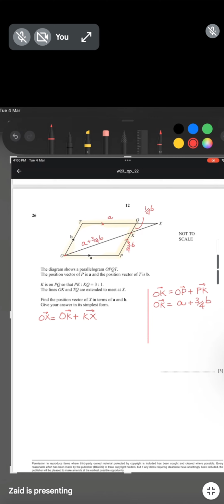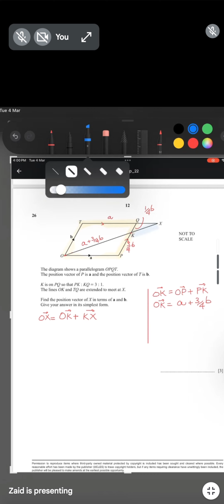So my dear students, if I'm supposed to find the position vector, the only culprit is KX. I don't know the value of KX. How am I going to find the value of KX? Can anyone tell?